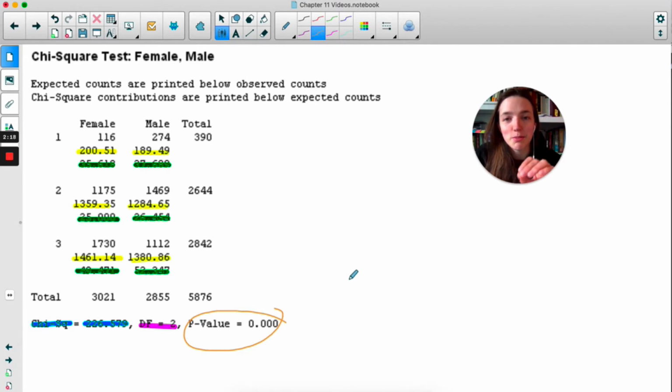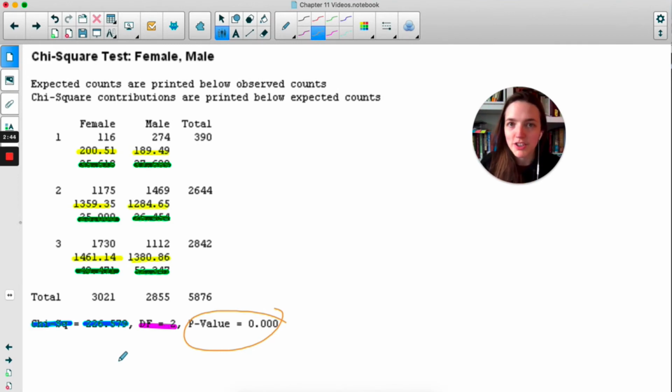Now, if you were given a Minitab output and you were told do the 4-step process, you would still want to write out one of the components. You would want to write out 116 minus 200.51 squared over 200.51, and write equals 226.579. Don't double check all the calculations, just trust the Minitab output.